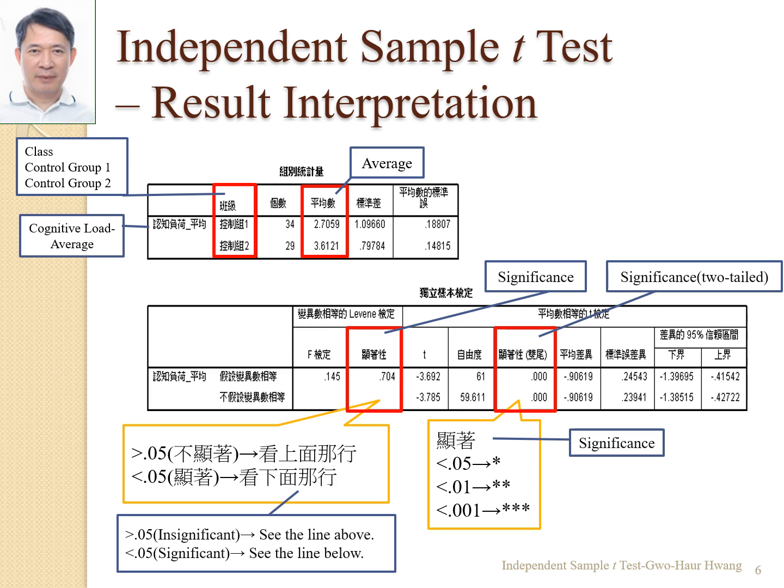First, let's examine the descriptive statistics. Control Group 1 has 34 samples with a mean of 2.7059. Control Group 2 has 29 samples with a mean of 3.6121. From this, we can infer that Group 2 has a slightly higher mean compared to Group 1. But to determine if this difference is significant, we need to look at the results of the independent sample t-test.